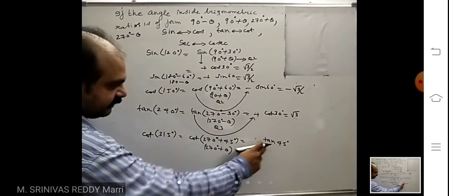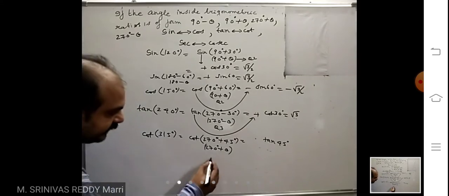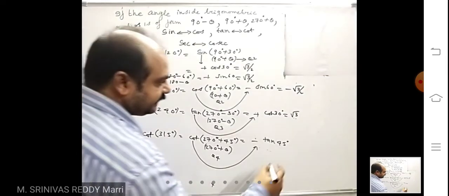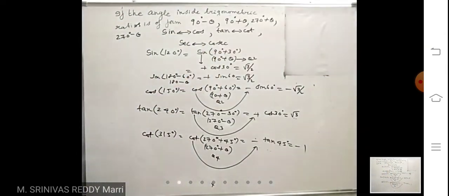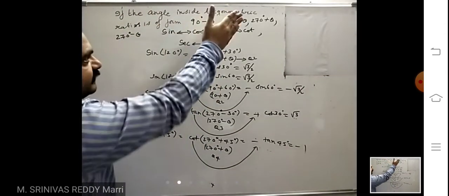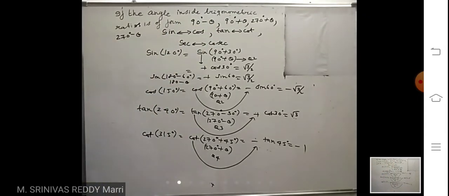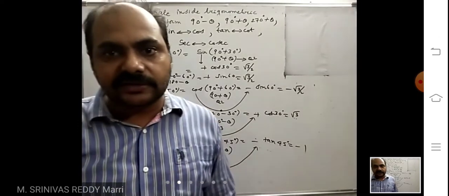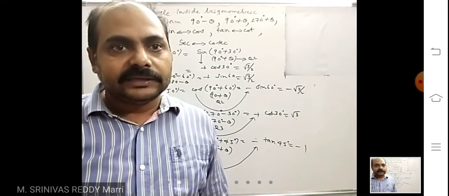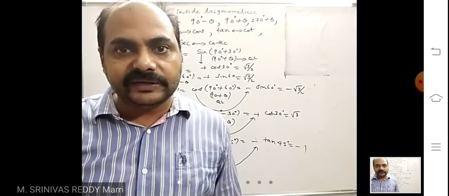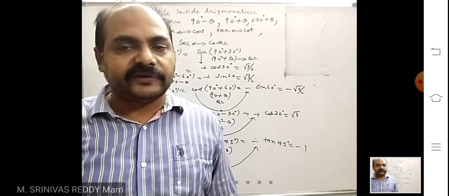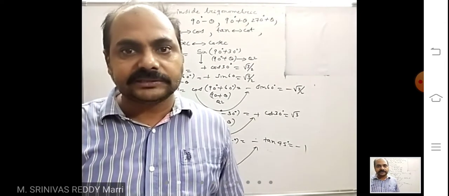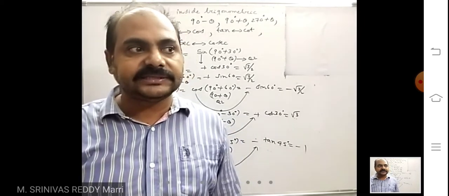Right? Cot will convert into tan, and this is in which quadrant? 270 plus theta means quadrant 4. In quadrant 4, cot is what? Negative. So its value is what? Minus 1. Like that, if the angles are of these four forms, the only difference is sine will change into cos, cos will change into sine, tan will change into cot, cot will change into tan, secant will change into cosecant, cosecant will change into secant. That is the only difference. In the previous forms, sine will remain sine, cos will remain cos, tan will remain tan, everything will remain the same.